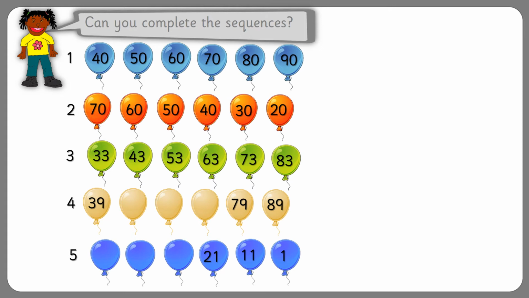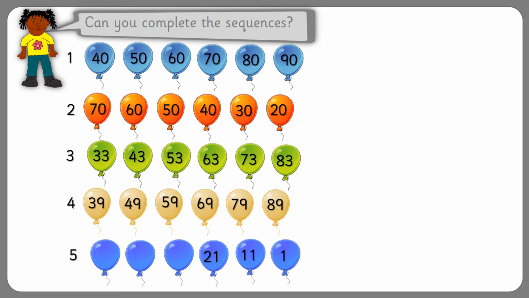So if we use what we can see at the end, 79 and 89, well, from 79 we count on 10 to get to 89. The ones digit remains the same. So let's work backwards from the end, from 89. And that means we're going to count backwards in tens. 89, 79, 69, 59, 49 and 39.